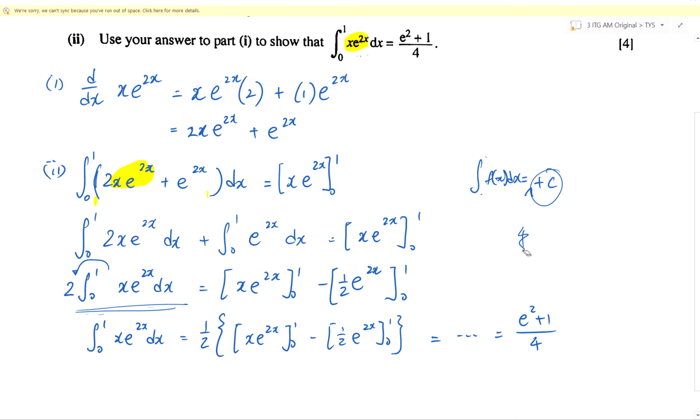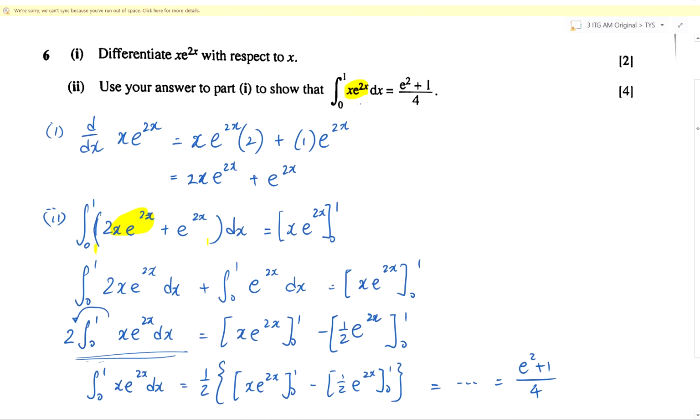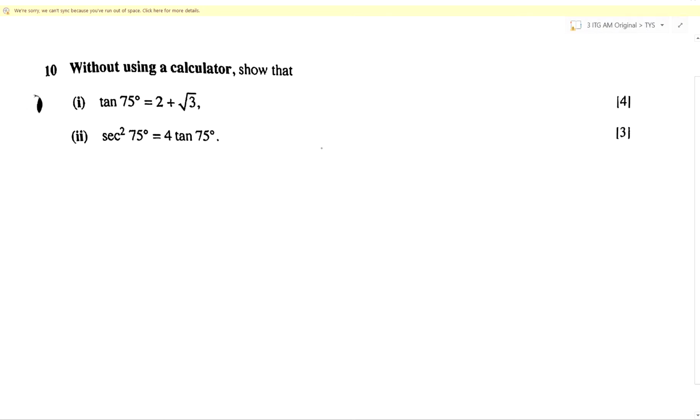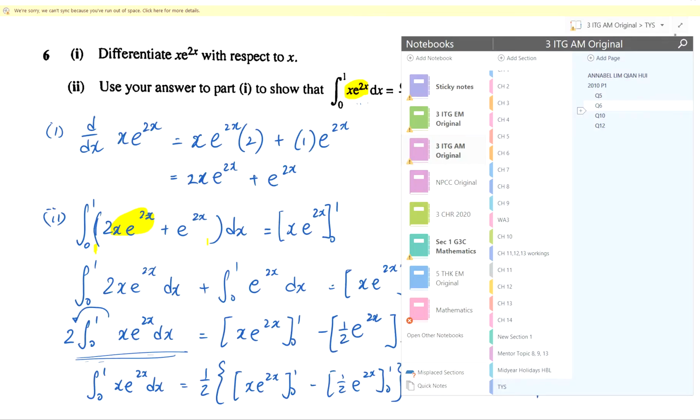Okay? Are there any other questions for 2010, paper 1, question 6? Otherwise, moving on to question 10. Yes? What if you know how to integrate? You really know how to integrate this? Oh, okay.